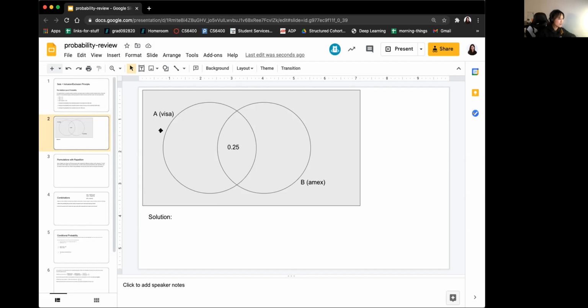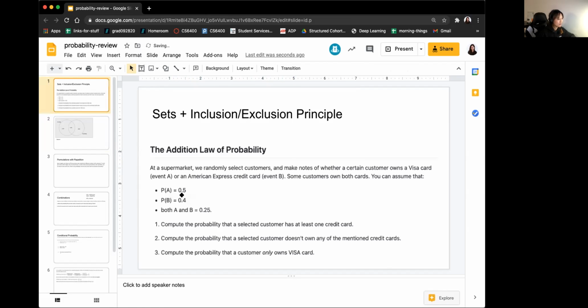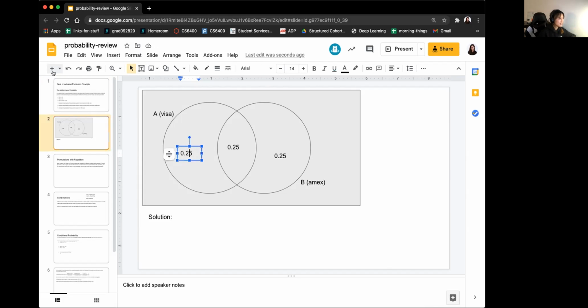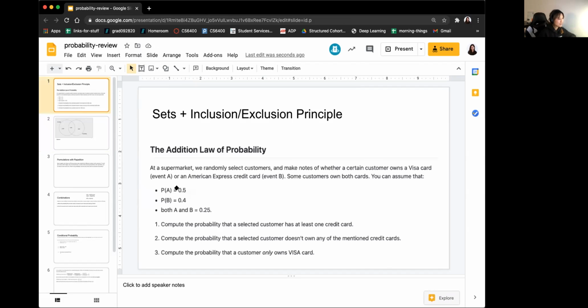So we have 0.25 in the middle. Because I know that we were given 0.5 and 0.4 for the entirety of Visa and the entirety of Amex, let's just break it down for simplicity's sake, because in a Venn diagram we need to deal with the overlapping, and it gets kind of confusing. So what I like to do is figure out, all right, the whole of A is going to be 0.5.